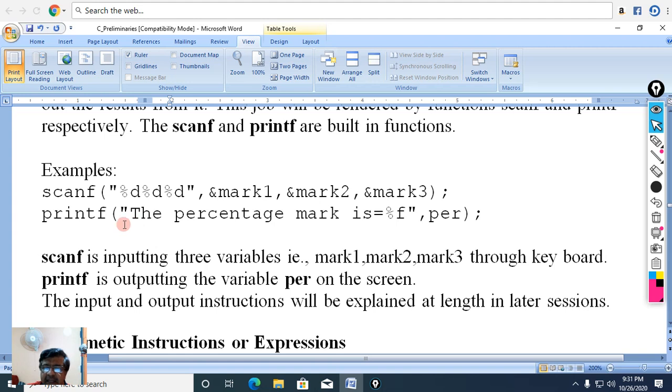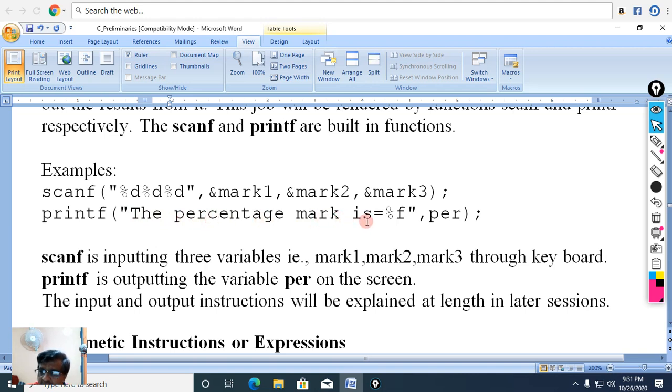Now printf. If you have to print a statement on the screen, then you will write like this. You will call the printf function, put round parentheses, and within this you will write a character string or a literal. It comes with an explanation of the answer it is throwing on the screen.